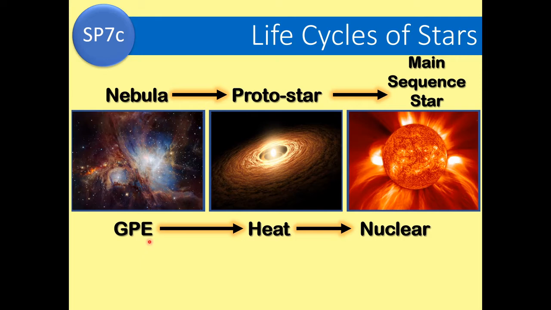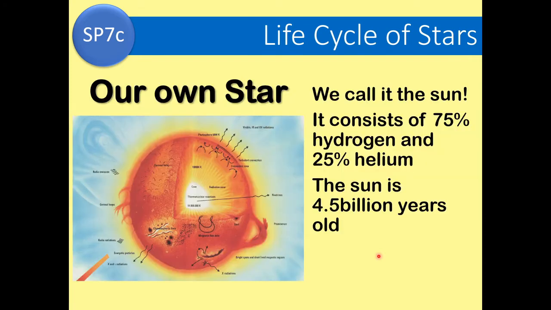Now, if we look at what energy changes and transfers are going on during this cycle, the nebula has a lot of gravitational potential energy, brought together by the nebula collapsing. The protostar has a lot of heat, and then that heat is converted into nuclear energy, which is what fuels the star. And we'll talk about that in a little moment.